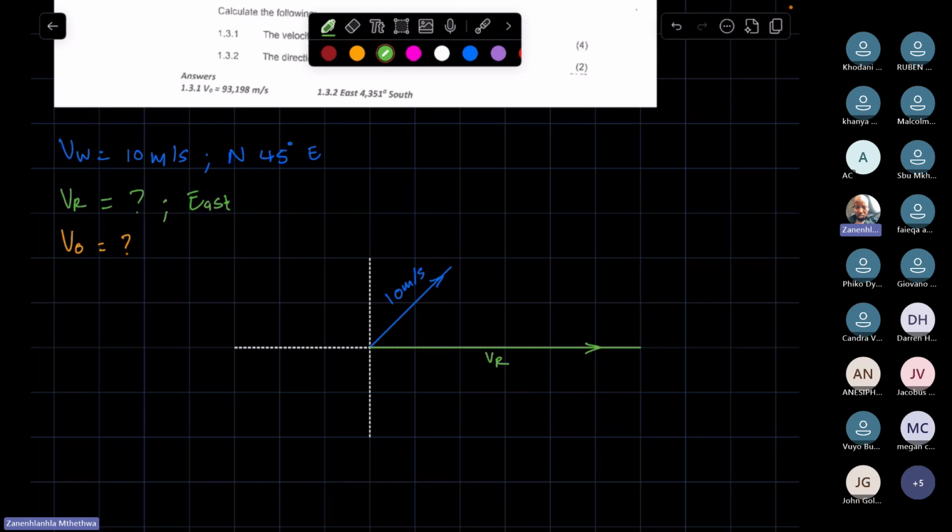Now, to complete the vector diagram, if you're using the parallelogram, it has to have 4 sides. But if you're using the triangle, it is going to have 3 sides. Each of the sides represents a vector: 2 of the main vectors, which is VW and VO, and then the other one is VR. Now, if you look here, you already have 2 sides. To complete the vector diagram, you just need to connect the 2 vectors. Do you see that?